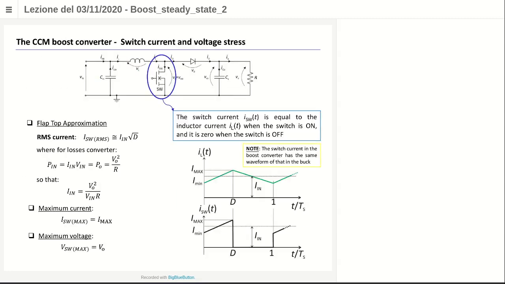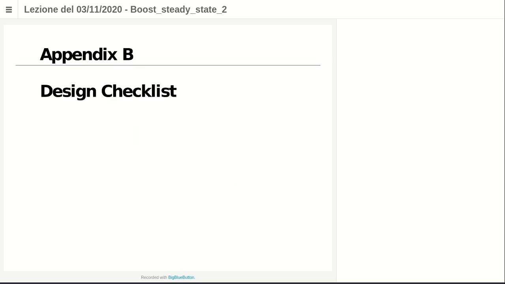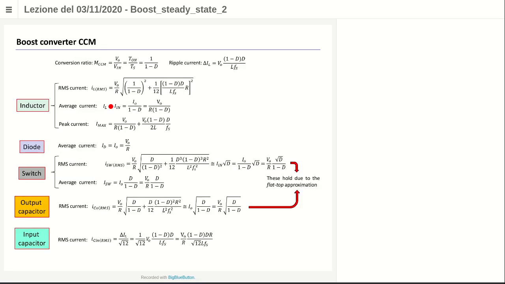We just derived this current here. The switch current's root mean square value is just like this: V naught divided by R, and then 1 minus d squared. At the end of this block of slides, I have reported a list of equations that are exact. So look at what happens for the CCM boost for the switch.